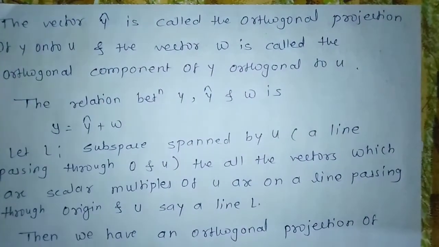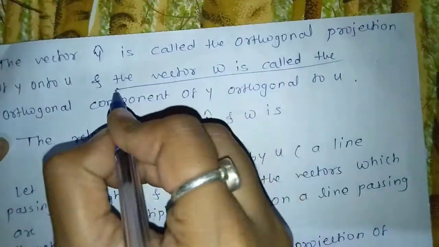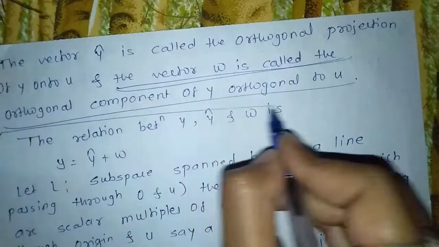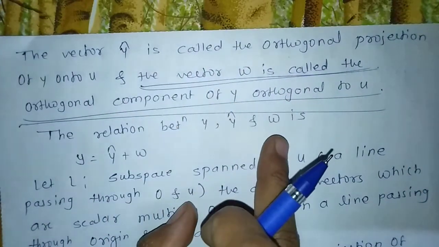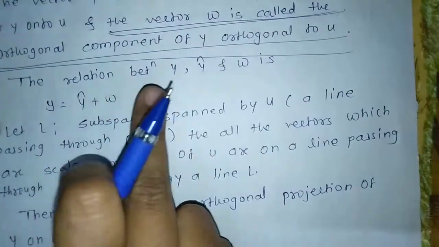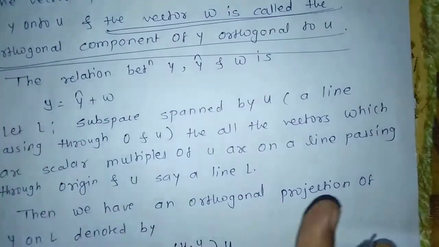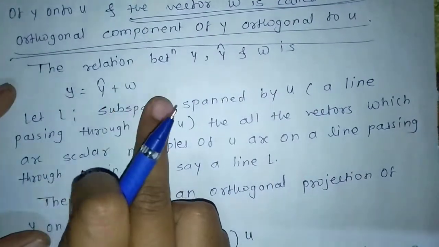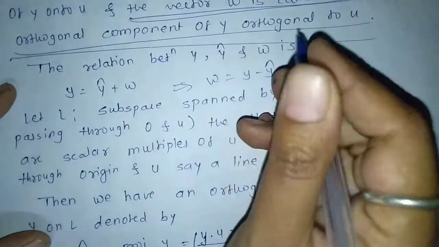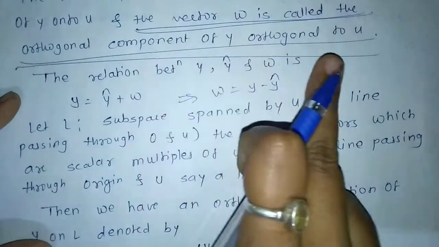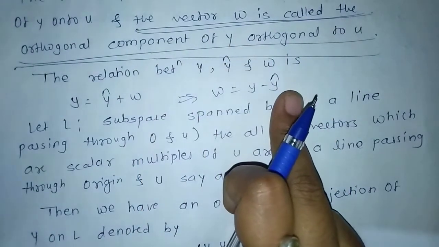The vector y cap is called the orthogonal projection of y onto u, and the vector w is called the orthogonal component of y orthogonal to u. This is important to solve the example. The relation between y cap and w is y is equal to y cap plus w, which implies w is equal to y minus y cap, and w is called the orthogonal component of y orthogonal to u.